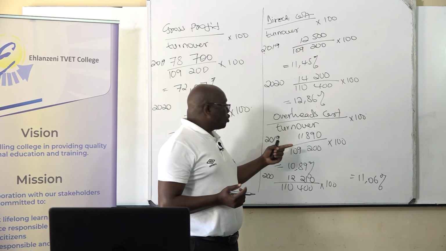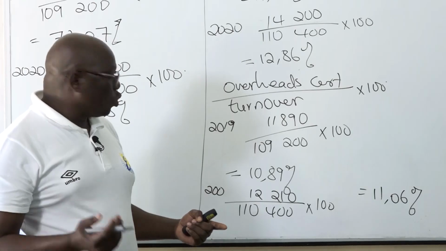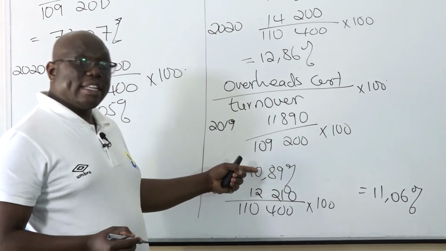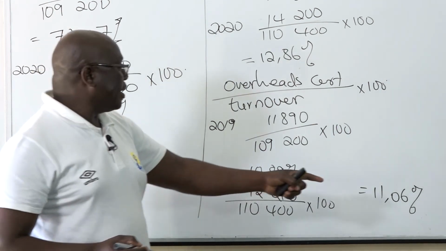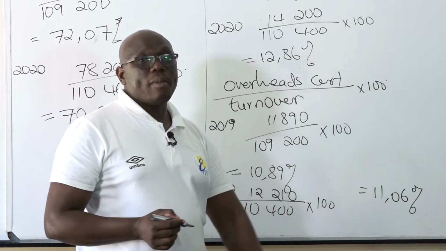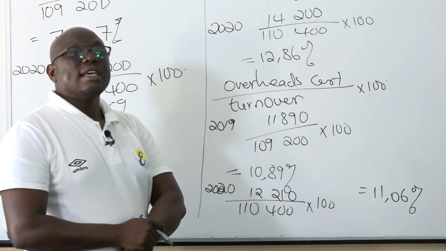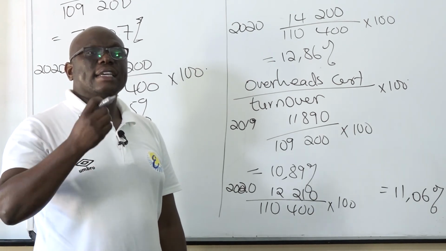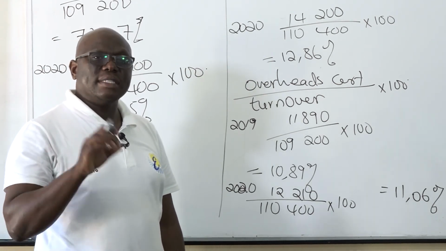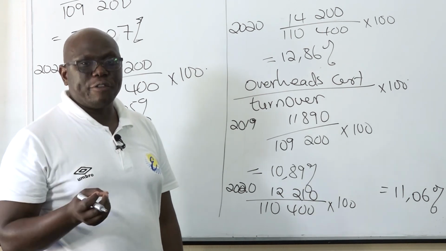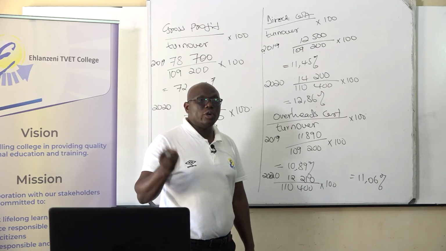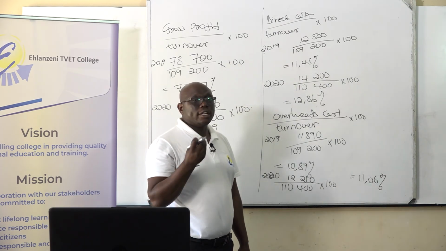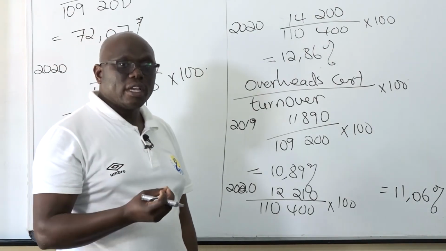When we compare 2019 to 2020, in 2020 the overhead cost has increased to 11.06%, which means the overheads have increased, and this means the business is not going to make enough profit, since the overhead is also going to eat into our profit like our direct cost. So that means the business is not doing well.